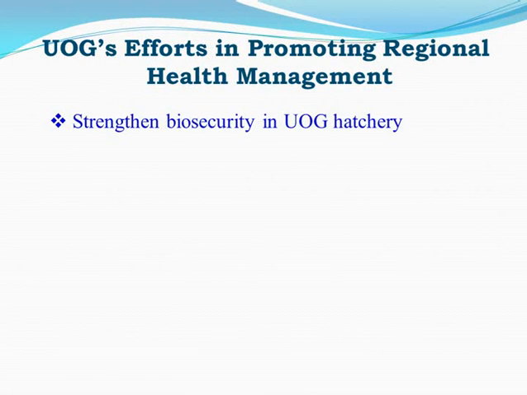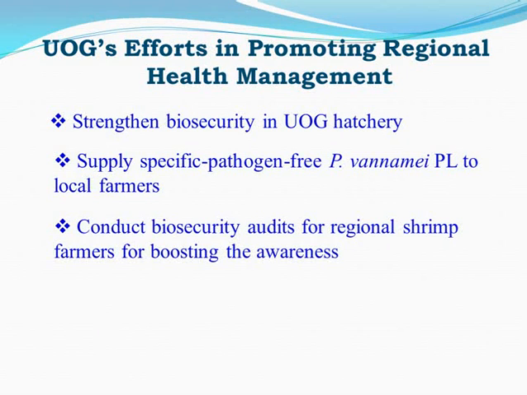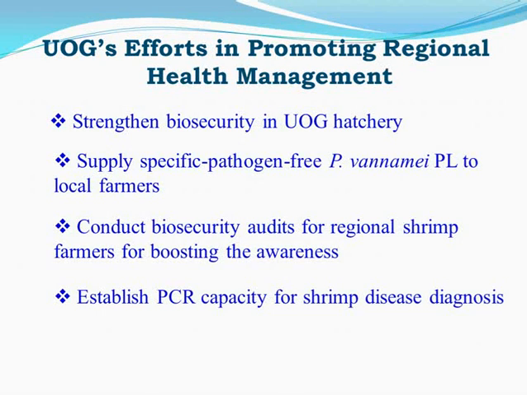UOG has spent effort in promoting regional health management by strengthening biosecurity in the UOG hatchery, supplying specific pathogen-free Penaeus vannamei larvae to local farmers, conducting biosecurity audits for farms in order to boost the awareness of biosecurity, and also establishing PCR capacity for shrimp disease diagnosis.